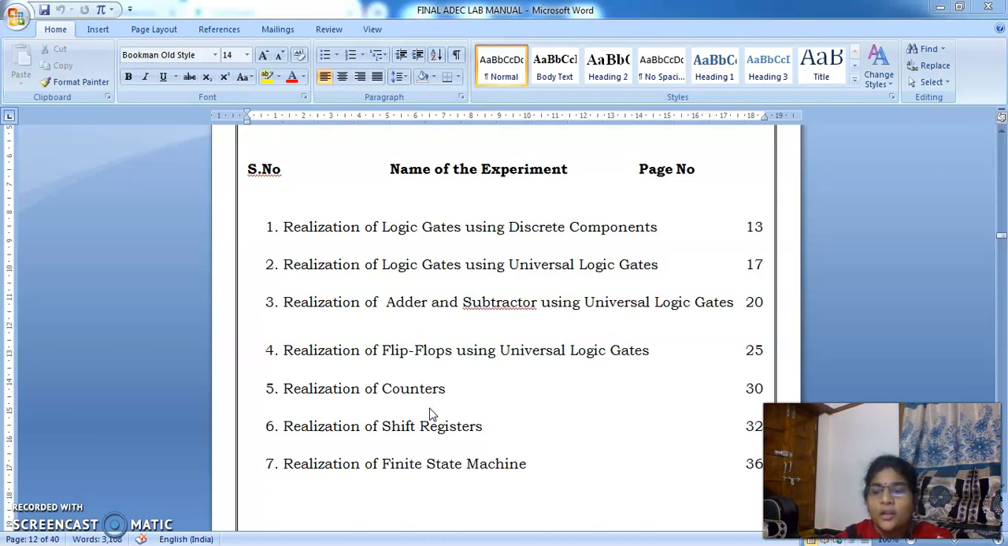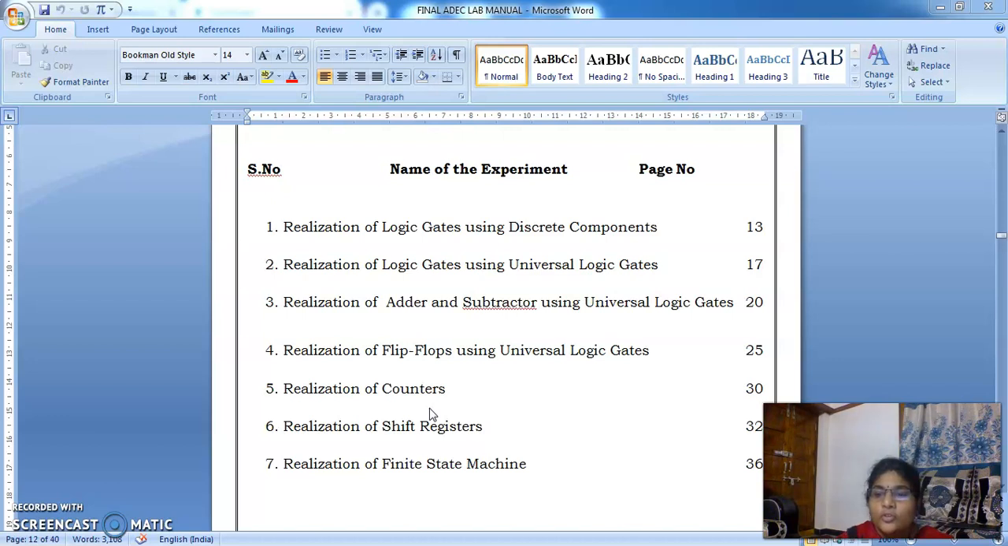The complete lab name is Analog and Digital Electronic Circuits Laboratory. In total, 12 experiments have to be conducted in this laboratory: 6 experiments from analog electronic circuits and 6 from digital electronic circuits. The analog experiments will be conducted by Swami sir and Venkateswara sir, and the digital electronic circuits experiments will be conducted by myself, Hari Prasad sir and Rakesh sir.